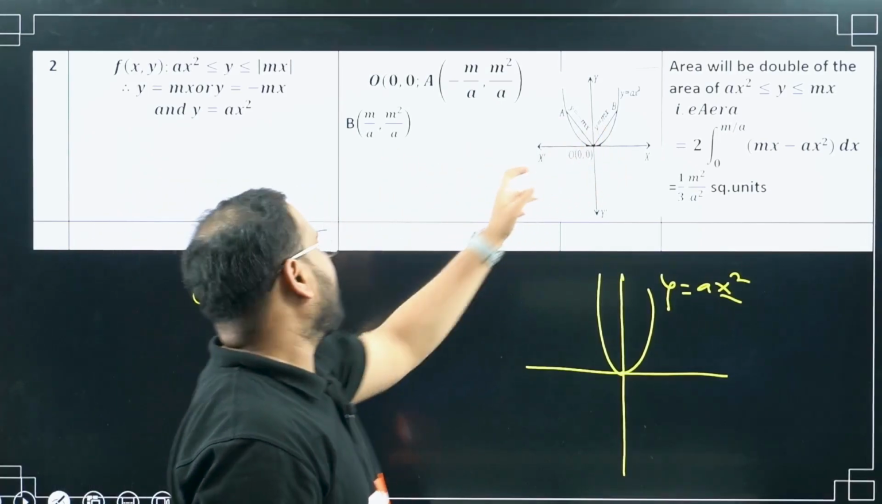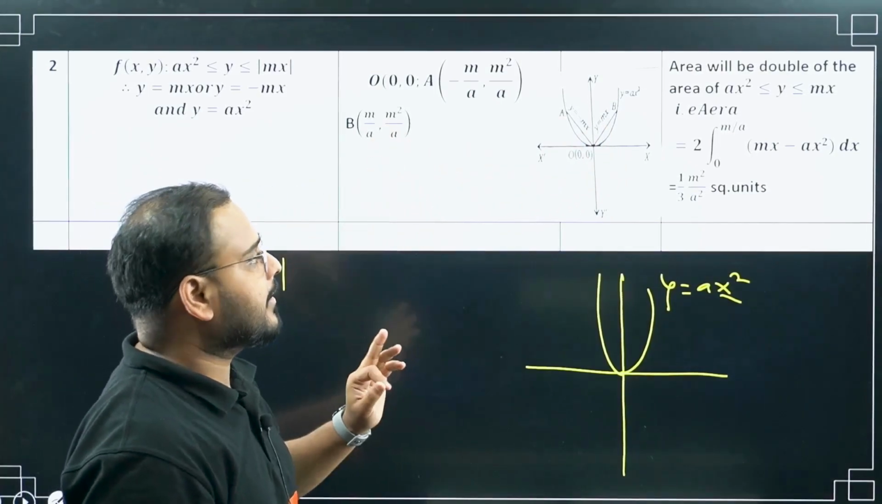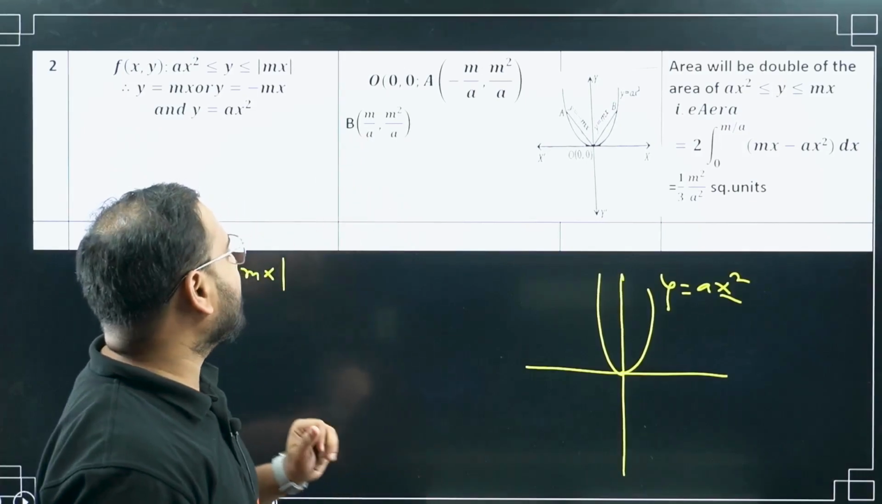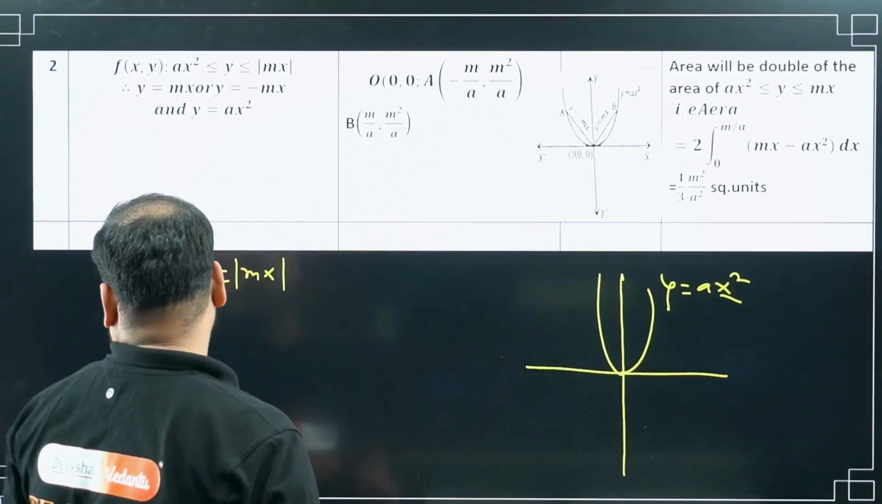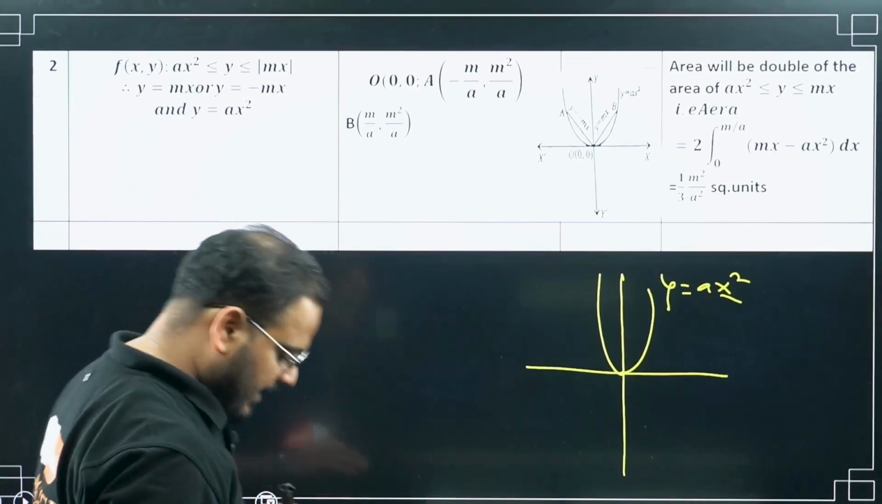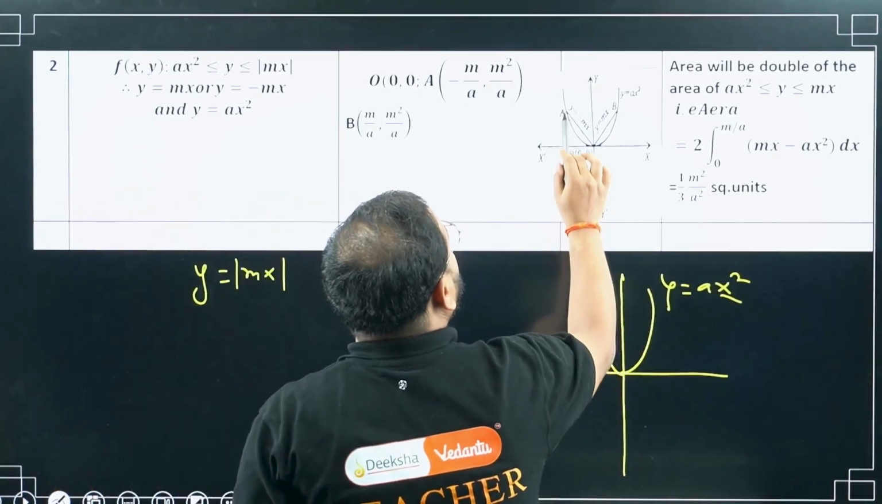We found this value, m by a and m square by a. If we have to do the integration, we have to do from where to where? From minus m by a to m by a. How come, sir? Please check. There shouldn't be any confusion.